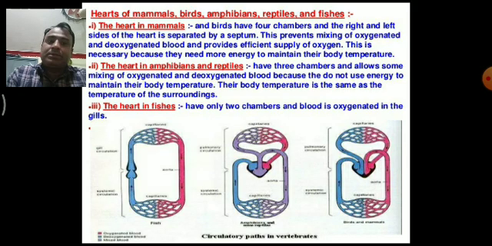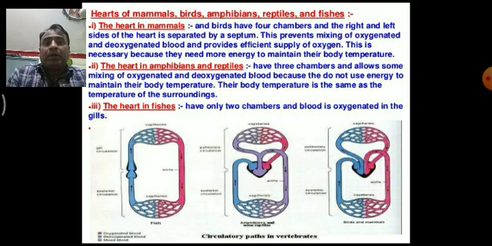Last time we discussed the circulatory system in humans, or the blood circulatory system. Today in this lecture, we will discuss the heart and the types of hearts in different organisms like mammals, birds, amphibians, reptiles, and fishes, and then the circulatory or transportation system in plants.